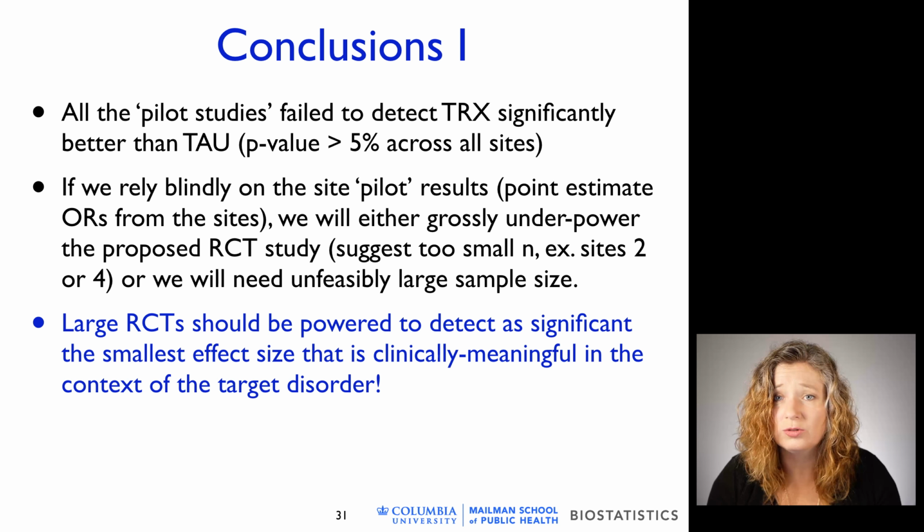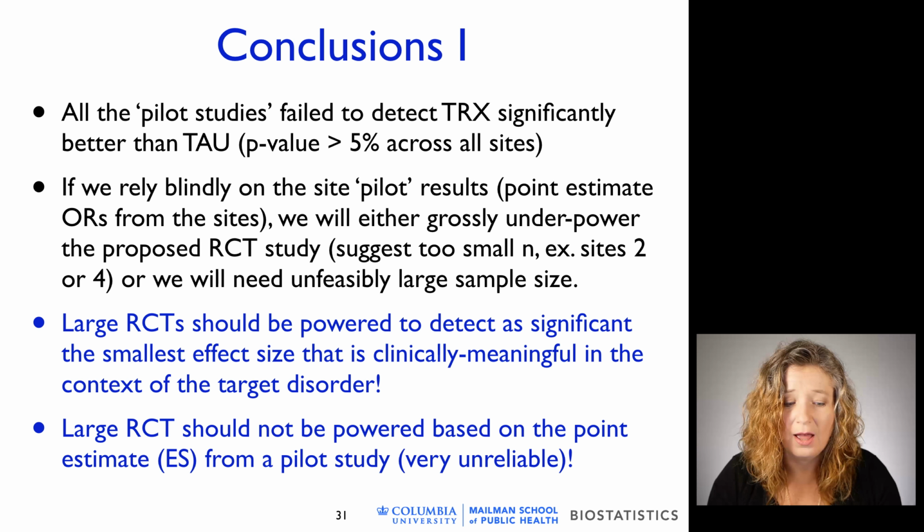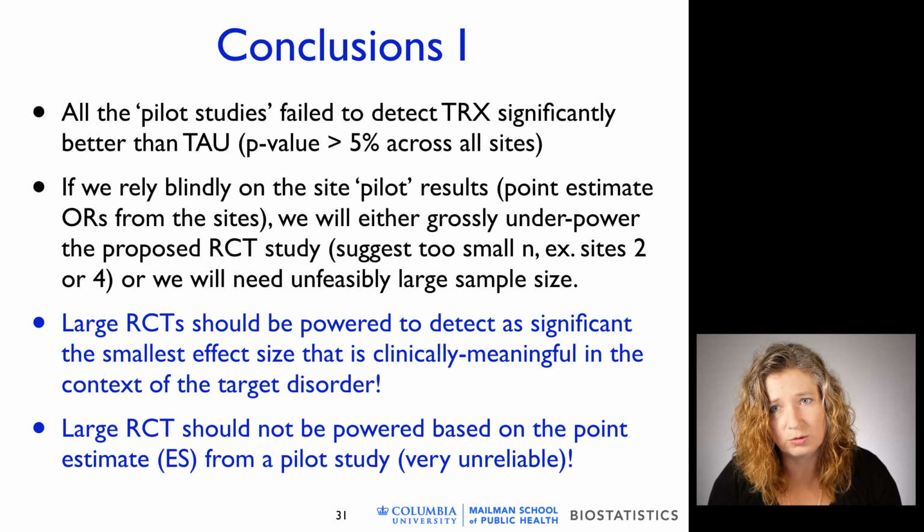So, what should we do? The large RCT should be powered to detect as significant the smallest effect size that is clinically meaningful in the context of the target disorder. Large RCT should not be powered based on the point estimate from a pilot study, because as we saw in the simulations, the odds ratios from pilot studies are very unreliable. They have very wide spread. Instead of it, we should look what is our treatment and what is our placebo, what is our tau, and how well we would like the treatment to perform.